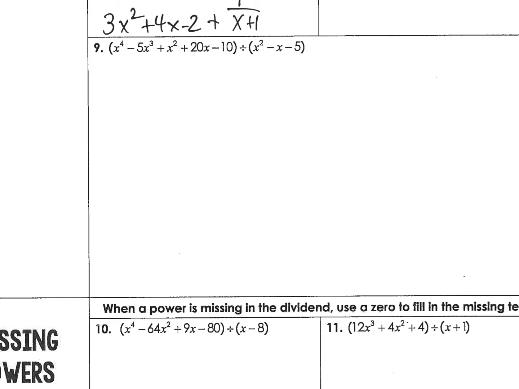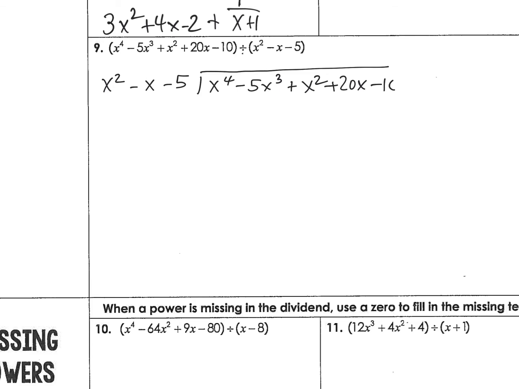Let's look at this next one. This particular one is interesting because it's got that polynomial, it's got the trinomial. So now we have x squared minus x minus 5 divided by x to the 4th minus 5x cubed plus x squared plus 20x minus 10. All right, so here we go.